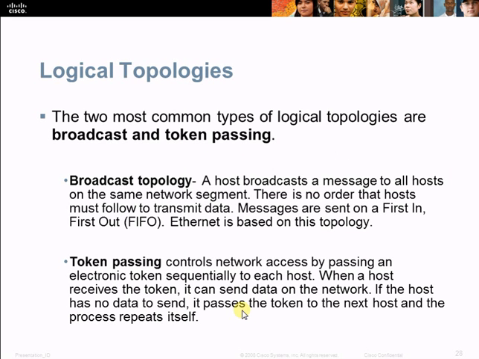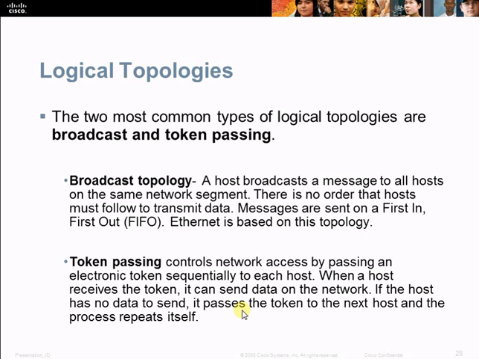So we have some types of logical topologies. We have the broadcast topology and the token passing. In a broadcast, a host broadcasts a message to all the hosts on the same network or segment. There's no order to the hosts, and this is an Ethernet-based topology. And then the token passing controls network access by passing a token sequentially to each host. When a host receives a token, it can send data on the network. If there's no data to send, it just passes it to the next host. So each device on the network would be considered a host.